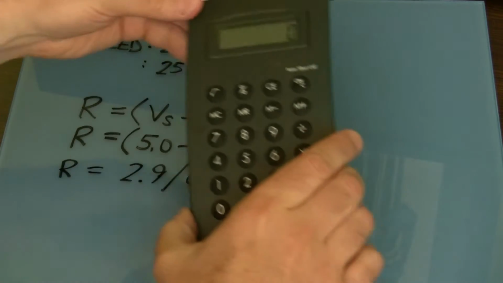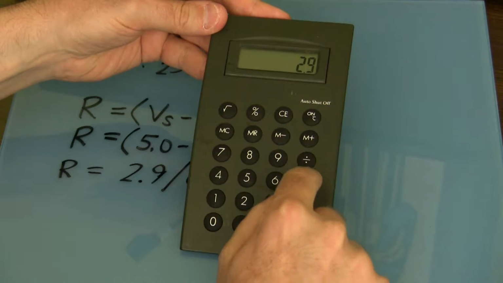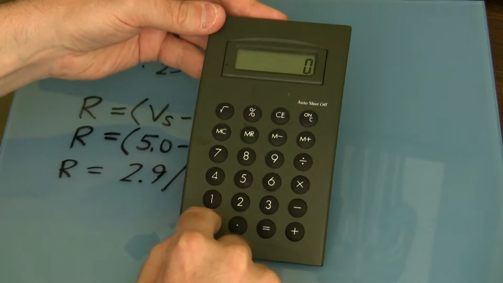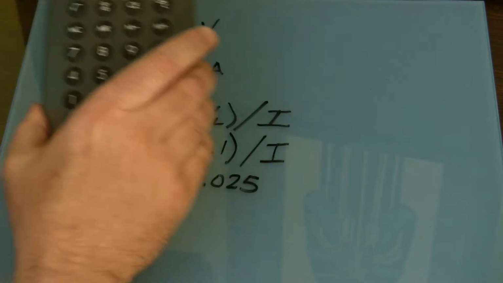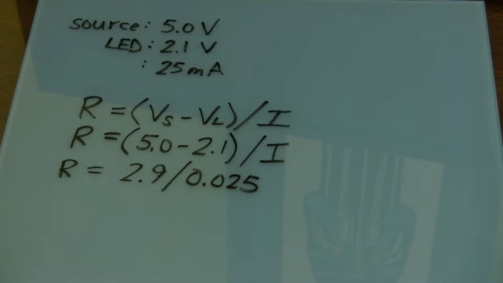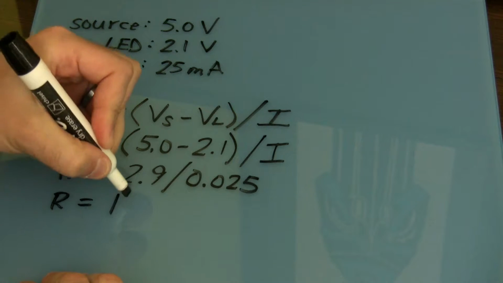I'll use a calculator for this one. So 2.9 divided by 0.025 equals 116 ohms of resistance.